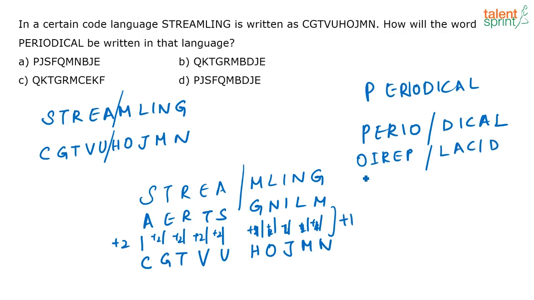So plus 2 means what will you have? Q, K, T, G, R, and here when you do plus 1 you will have M, B, D, J, E. So the correct answer for this question is Q, K, T, G, R, M, B, D, J, E. So what have they done here? They have taken the first set of letters, reversed it, and then did plus 2 to that. The second set of letters, reversed it, then did plus 1 to that, and arrived at the respective codes.